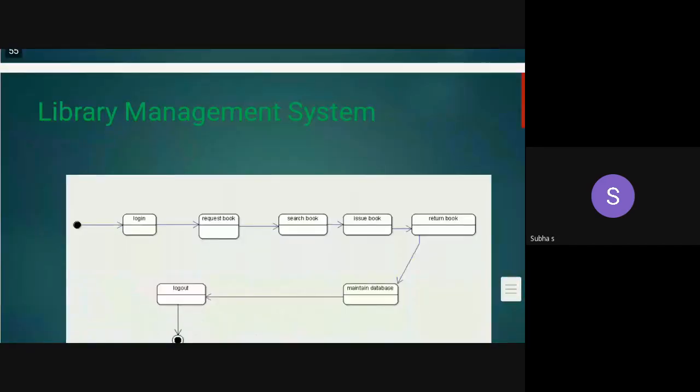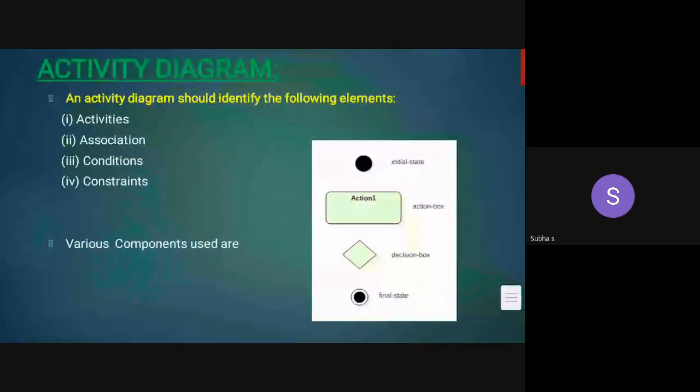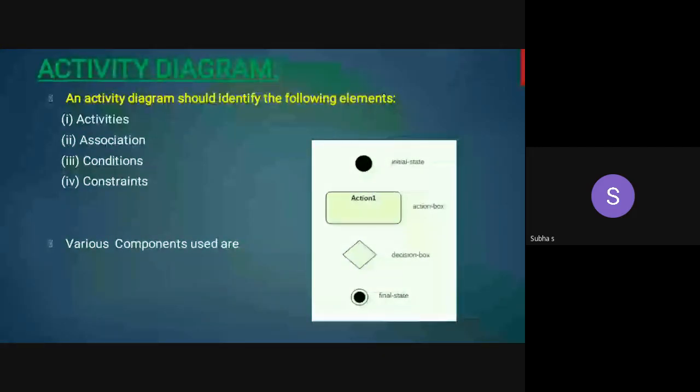This slide shows the symbols. A circle followed by an open circle, the two circles, is the initial state and the final state. What are the elements we have to refer to? Activity, association, condition and constraint. These are the activity elements I can refer to.